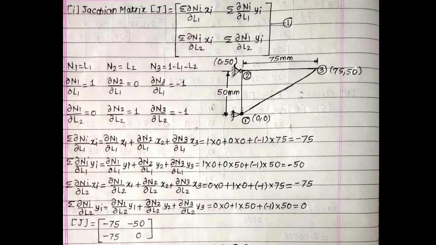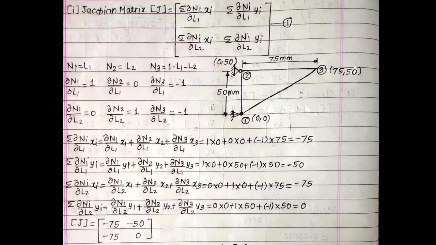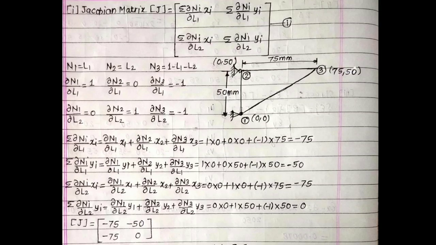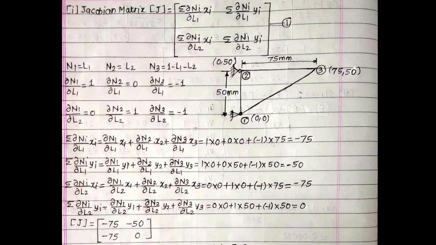Next I will calculate the third term, that is summation of dou Ni by dou L2 into xi. So it is equal to dou N1 by dou L2 into x1 plus dou N2 by dou L2 into x2 plus dou N3 by dou L2 into x3. So it is equal to dou N1 by dou L2 which is 0 into x1 which is 0, plus dou N2 by dou L2 which is 1 into x2 which is 0, plus dou N3 by dou L2 which is minus 1 into x3 which is 75. So I will get its value equal to minus 75.